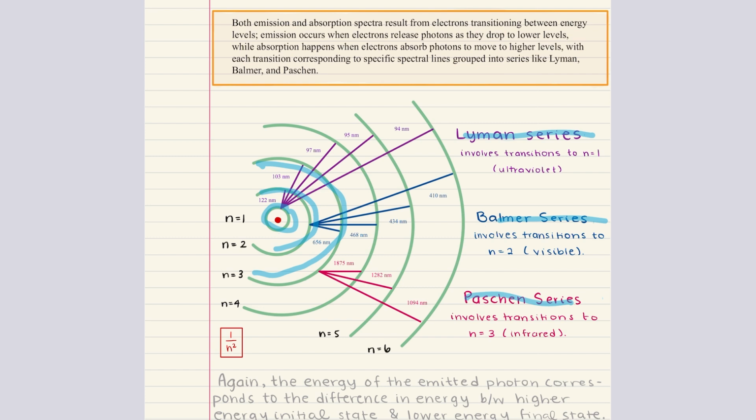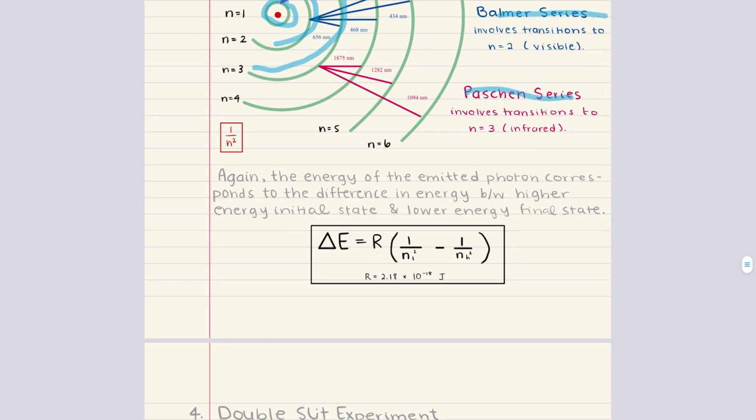The energy of the photon emitted during these transitions is directly related to the difference in energy between the two levels, and this can be calculated using the Rydberg equation that you see here. In this equation, E is the energy of the photon emitted. This is equal to R, which is the Rydberg constant. This is equal to 2.18 times 10 to the minus 18 joules for hydrogen. This is multiplied by 1 divided by n_L squared, where n_L is the lower energy level, minus 1 divided by n_H squared, where n_H is the higher energy level. This equation allows us to calculate the exact energy difference for any transition, which can then be used to determine the wavelength of the light emitted, for example.